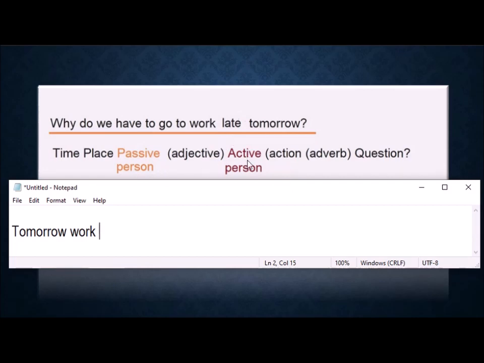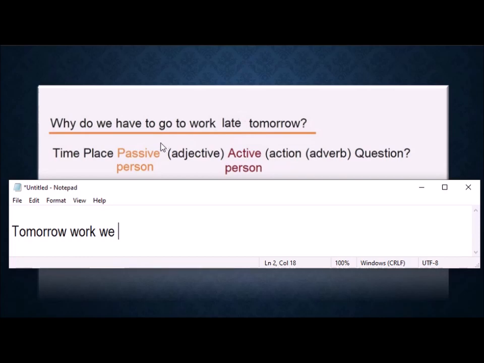We go straight to an active person. Who is doing something there? That's right, we have we. We is going to work. Active person is we. After that, we have the action verb. Now, what is the action verb? That's right, it is to go to work.